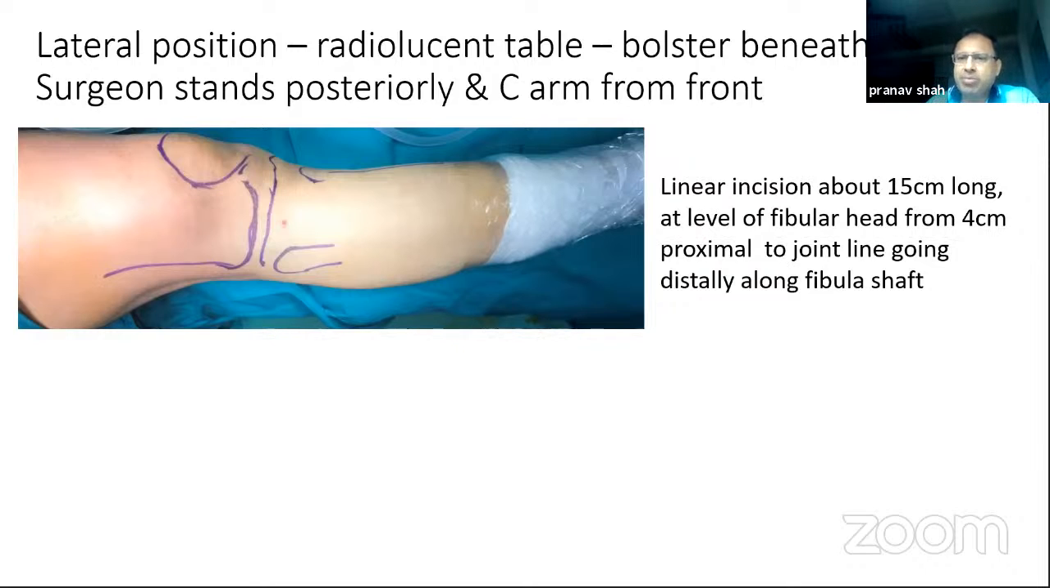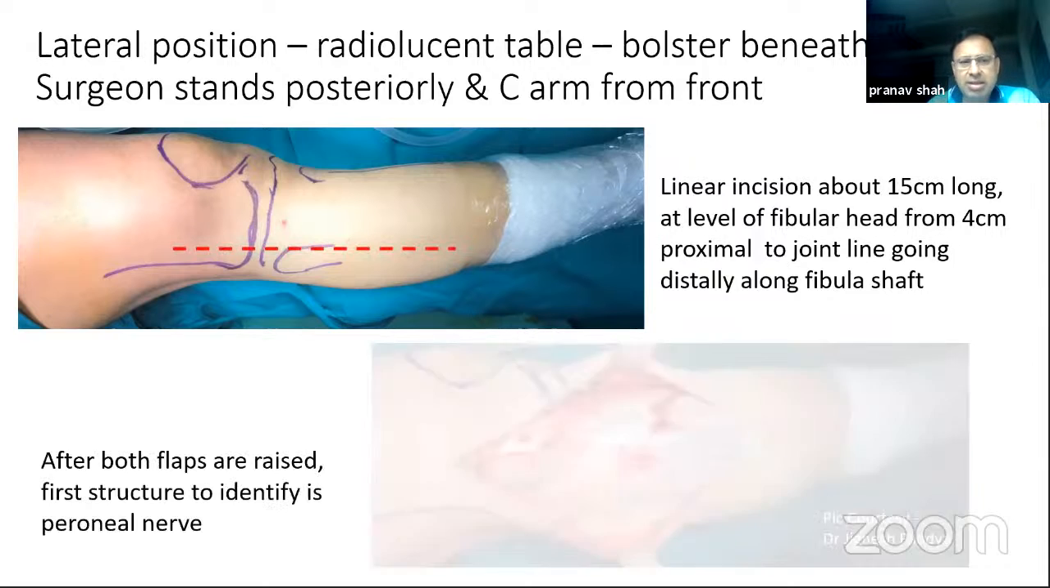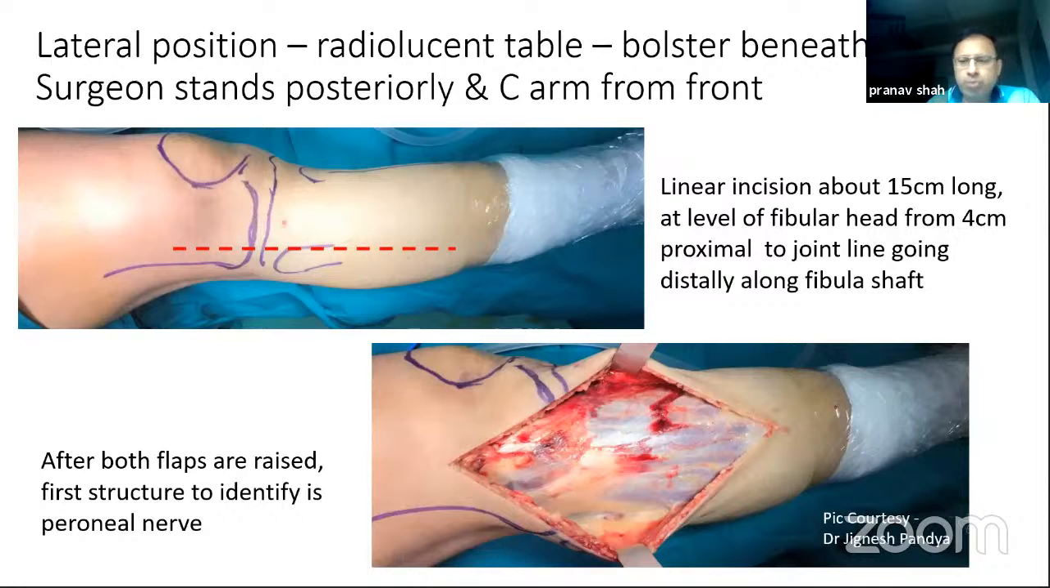The fibular head is our landmark. We start 4 centimeters proximal to the joint line and go distally along the fibular shaft like this. It's a linear, long, straight incision. And we make sure that we raise both the flaps thick, because we don't want wound necrosis. These are long incisions. This is the extensile approach. So make sure that we don't affect the vascularity of our skin flaps.